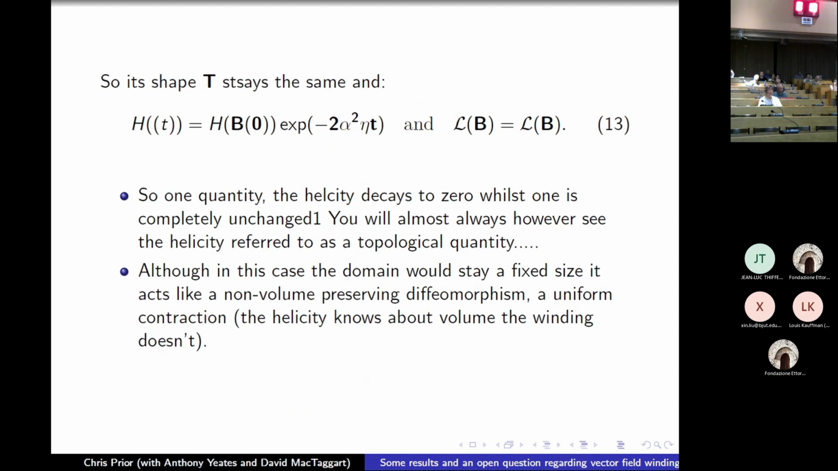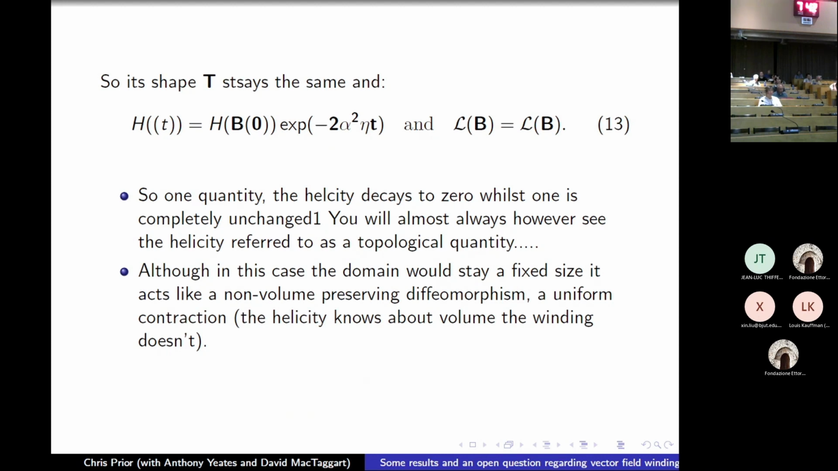And of course, that means that the helicity decays directly to zero, whilst the field line topology stays fixed for all time. So we're kind of used to thinking of the helicity as a topological quantity, and it very much is in a sense. But there are cases where it very much does not behave like a topological quantity. And this distinction between field line winding and helicity, strength-weighted topology, is very meaningful.